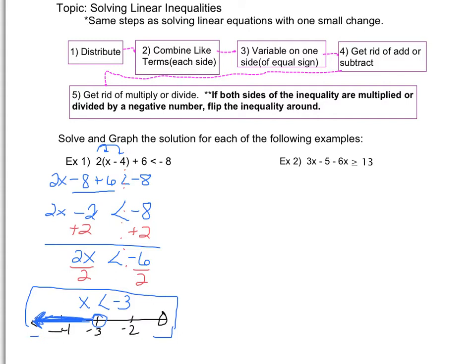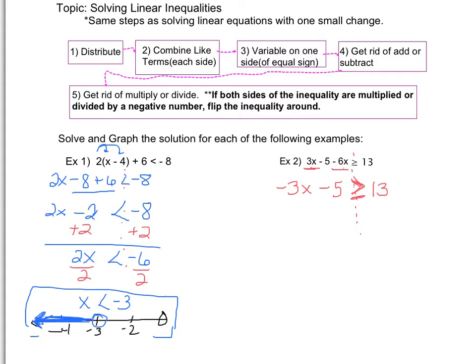Doing example 2, my first step is to distribute, but because I do not have any parentheses, I can skip that step. Then I'm going to look at both sides of my inequality symbol, and I see I have like terms. I have a 3x and a subtract 6x. So 3x subtract 6x, or 3x and negative 6x, is a negative 3x. My minus 5 drops down. My inequality symbol drops down and doesn't change. And the 13 drops down.